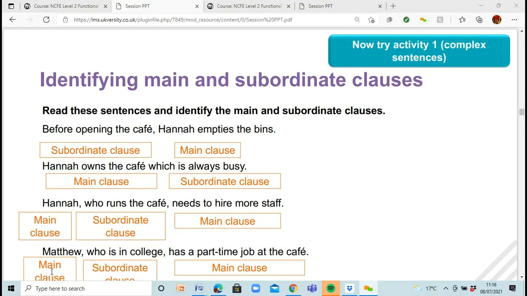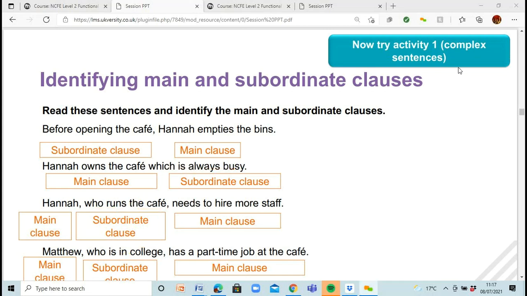And then again, same thing with another sentence. Matthew, he's the topic, he's the subject, he's the main clause, who is in college. That's the extra information about him, has a part-time job at the cafe. Now, if we were to get rid of all of these subordinate clauses, all of these sentences still make sense even without these.